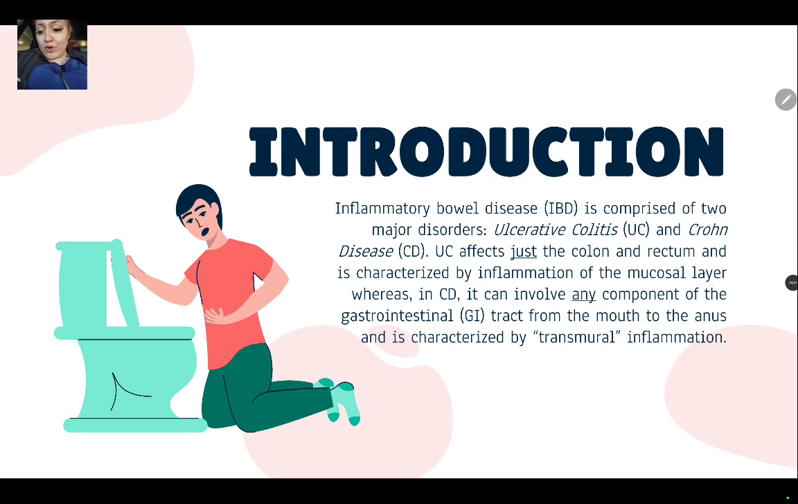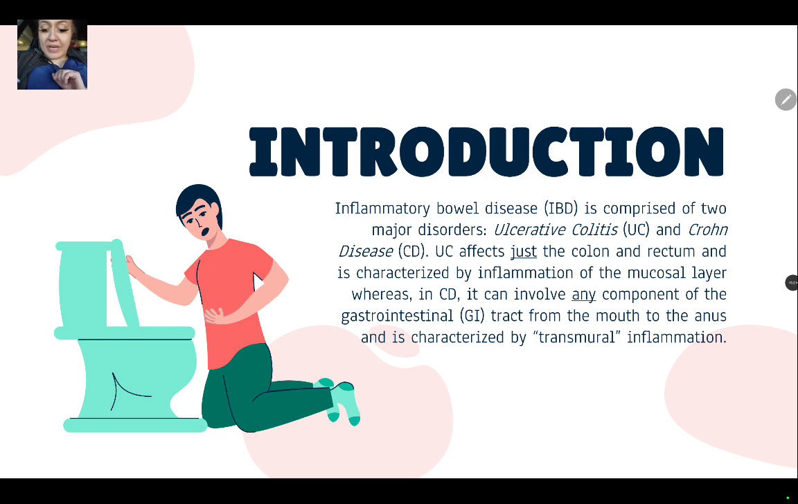So, inflammatory bowel disease, or IBD, is comprised of two major disorders, ulcerative colitis and Crohn's disease. Ulcerative colitis mainly affects just the colon and sometimes the rectum and is characterized by inflammation that's limited to just the mucosal layer of the colon, whereas Crohn's disease can involve any component of the GI tract from the mouth to the anus, and it's characterized by transmural inflammation that often presents as skip lesions, and this will be something that is important to remember for a few slides from now.